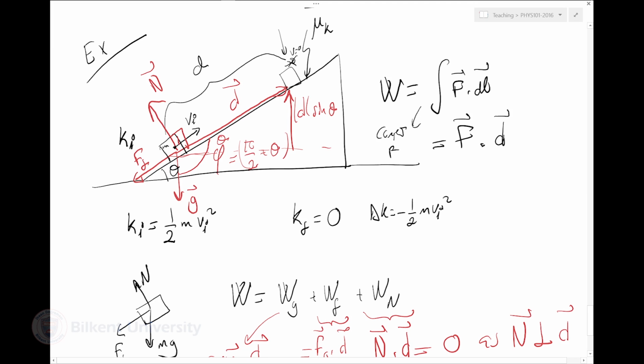The m's cancel, overall minus sign cancels. So v initial square over 2 is g times d times sine theta plus mu k cosine theta. And d is v i square over 2g times sine theta plus mu k cosine theta.